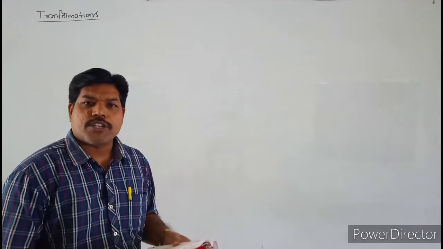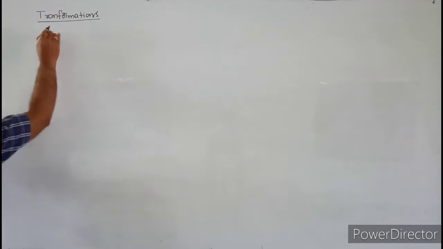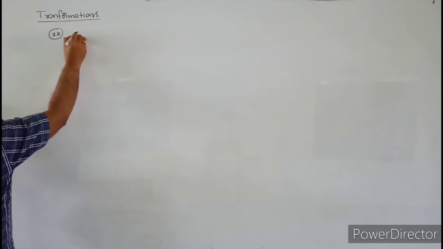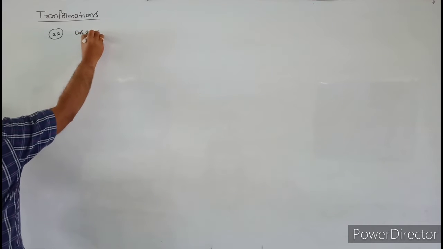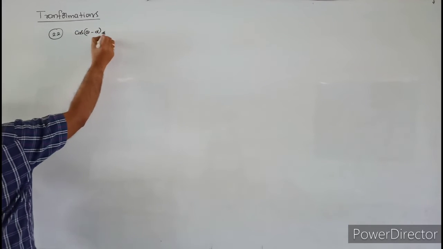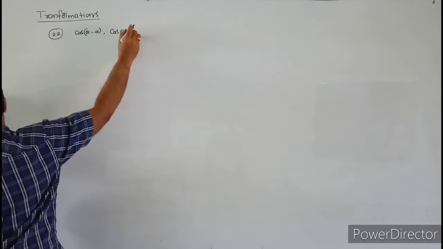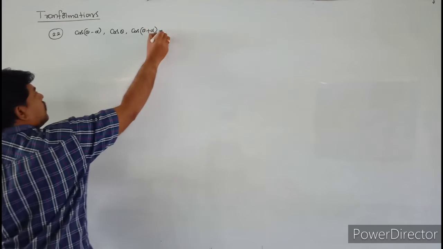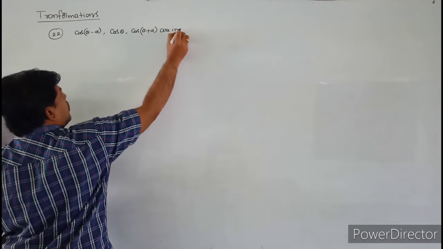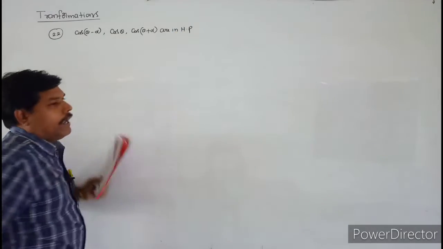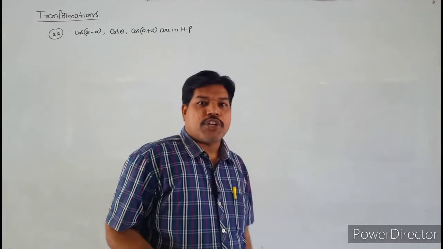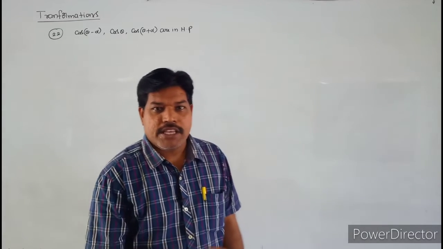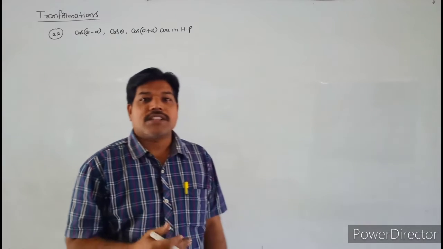So see the next question, question number 22. See this question, students. Cos (theta minus alpha), cos theta, cos (theta plus alpha) are in HP. HP means harmonic progression. We have already discussed arithmetic progression and geometric progression in sequence and series. These two we have discussed. The next one is harmonic progression.